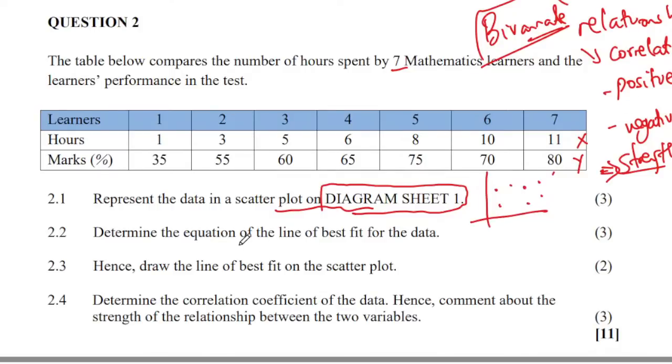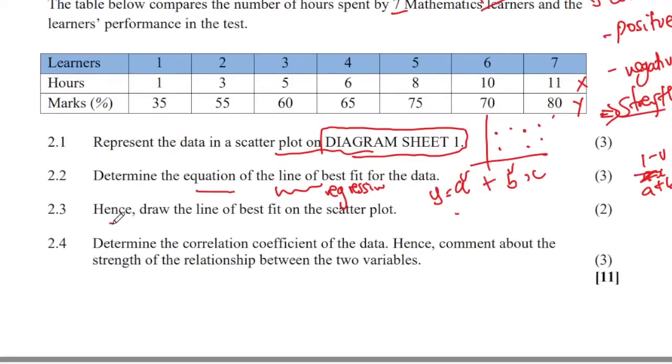Then they want you to find the equation of the line of best fit, sometimes we call it the regression line. With the regression line, remember the values of A and the values of B. We need to find this: Y is equal to A plus BX. So use your calculator. Under the mode, you look for the A plus BX option. Then you enter the values for X and Y, and you're good to go. And then draw the line of best fit.